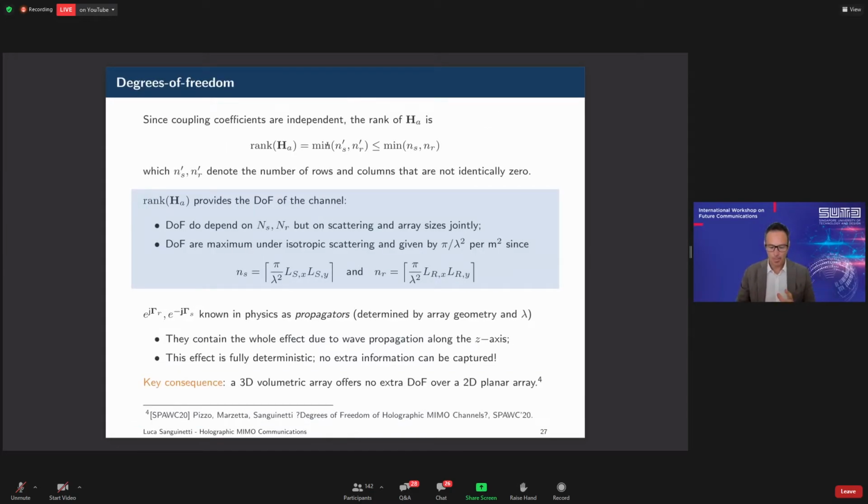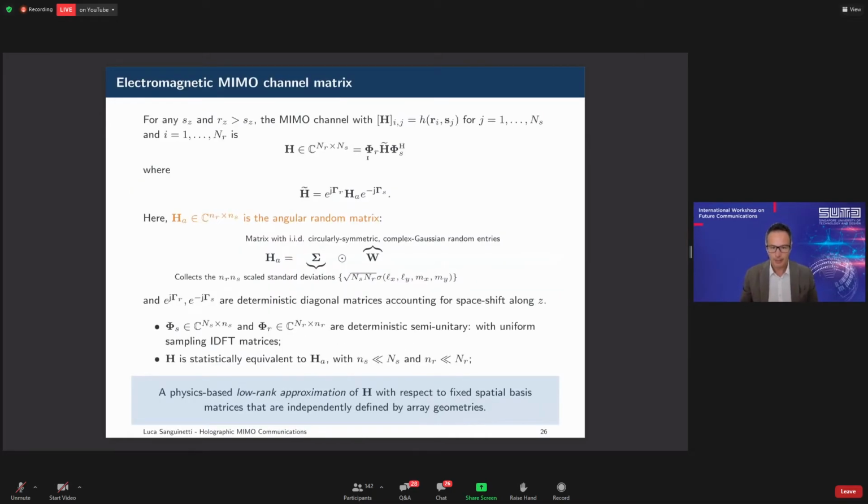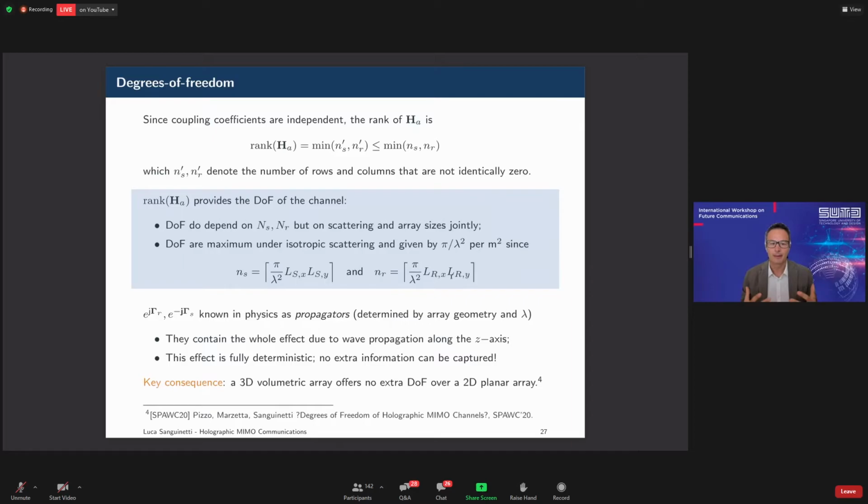Okay, so by looking at this model, since these are semi-unitary matrices, all the information is in the angular random matrix, which is a function of the strength of the coupling coefficients. So if you want to measure the number of parallel streams that we can transmit over the MIMO channel, we only need to measure the rank of the angular random matrix, which is given by basically the number of coupling coefficients that we have in the system.